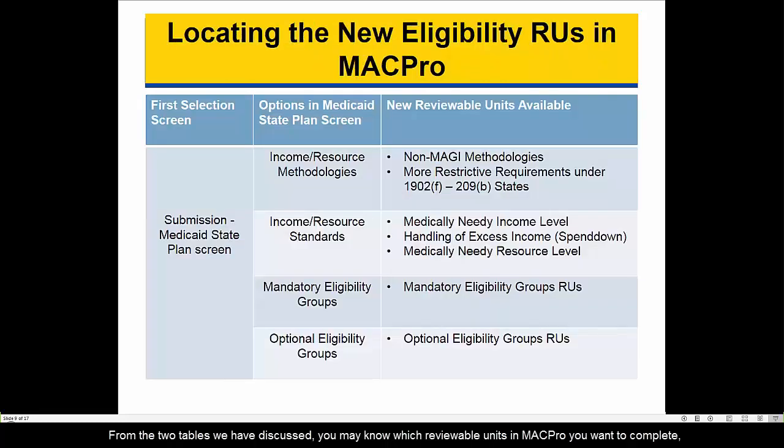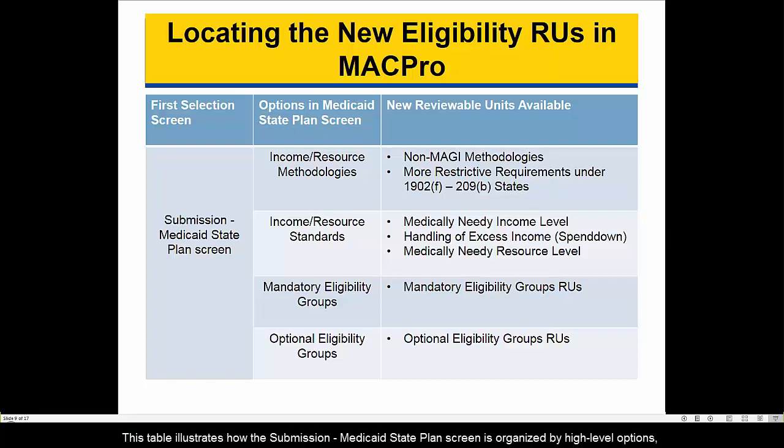From the two tables we have discussed, you may know which reviewable units in MACPro you want to complete, but you may not know where to find them in the system. You will use the Submission Medicaid State Plan screen to select RUs for inclusion in your SPA package. This screen is part of the submission form, which also contains the following separate RUs: Submission Summary, the first RU presented when you create a submission package, Submission Public Comment, and Submission Tribal Input. The Submission Medicaid State Plan screen lists many of the RUs currently available in MACPro, while other individual RUs may be selected after first selecting a summary RU.